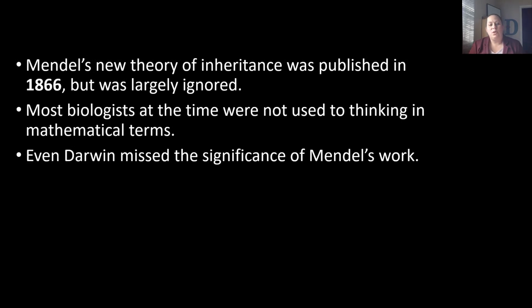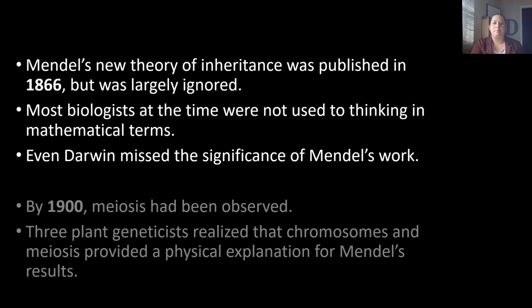So Mendel's new theory of inheritance was published in 1866, but it was largely ignored at the time. Most biologists at the time were not used to thinking in mathematical terms and using the math that he came up with, his structure and all. So even Darwin missed the significance of Mendel's work during this particular time.